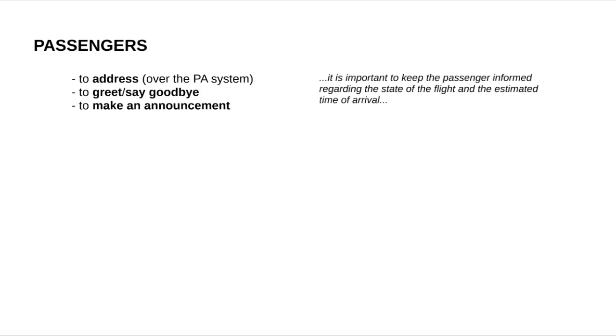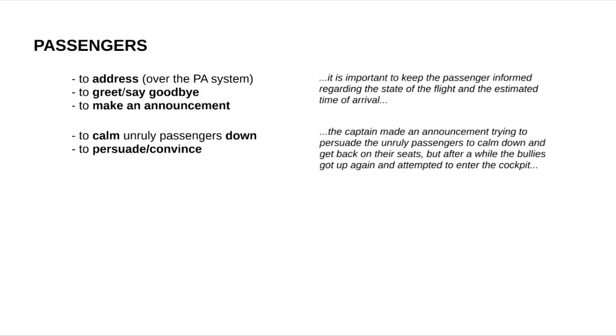Sometimes with the reference to disruptive behavior, you might need to talk about the crew trying to calm the passengers down, or to persuade or convince those unruly passengers to do something. As in, the captain made an announcement trying to persuade the unruly passengers to calm down and get back to their seats. But after a while, the bullies got up again and attempted to enter the cockpit. We will be getting to disruptive behavior on board the plane in later episodes within the abnormal domain, I think, so stick around.